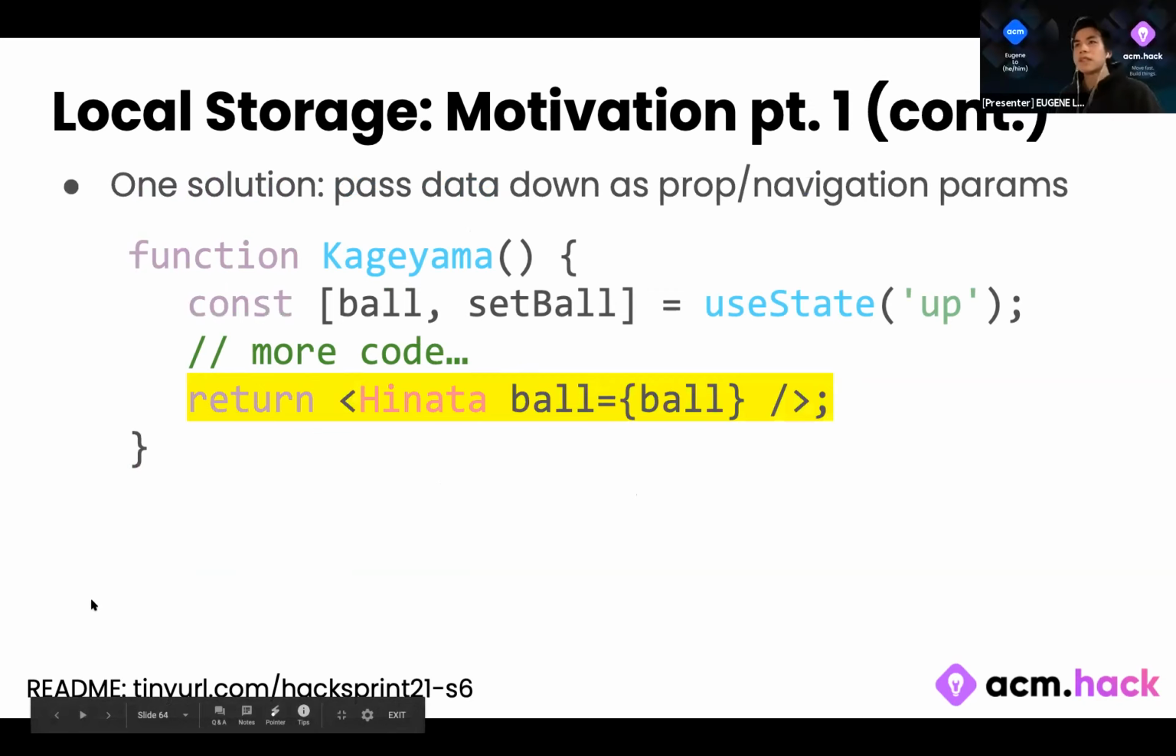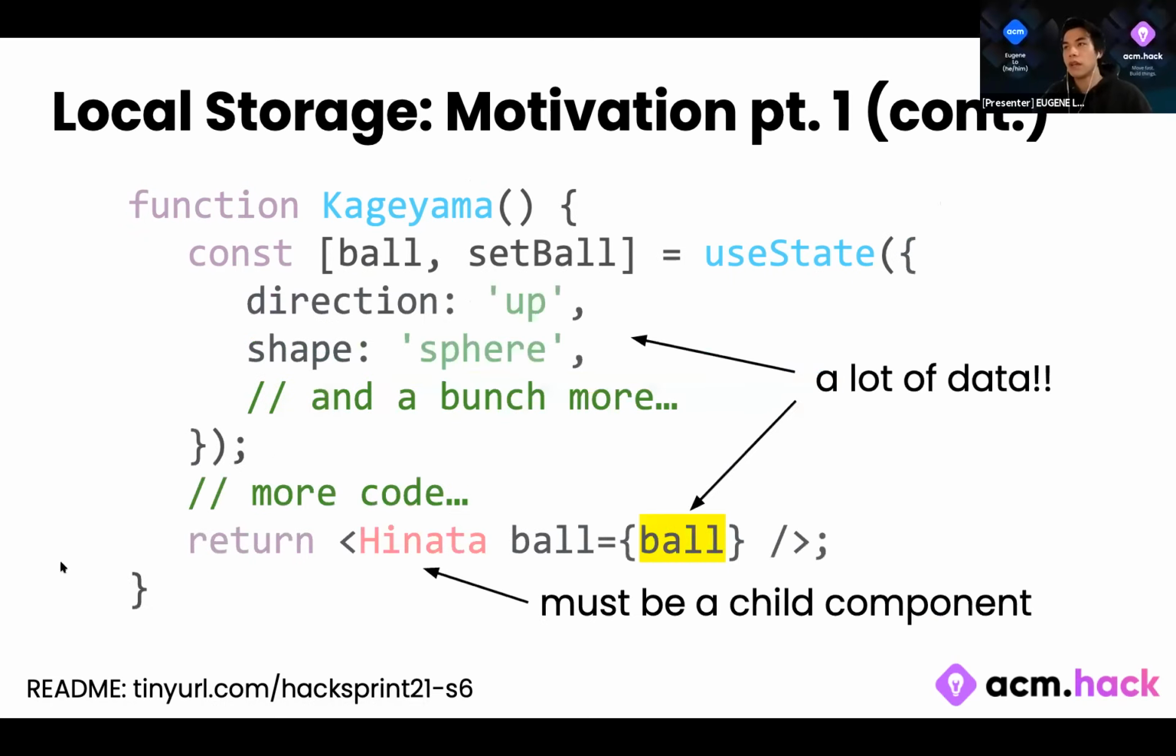So one solution might be to put the second component into the first one and pass down the ball value as a prop. Or as we just learned in the first half, this could also have been passing down the data as a navigation parameter if we're trying to navigate to the screen. So for both of these, there is still something that isn't too cool.